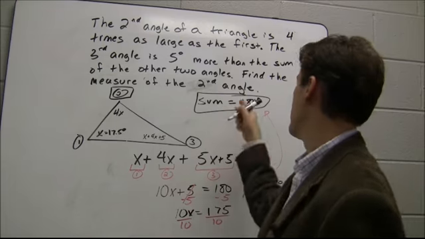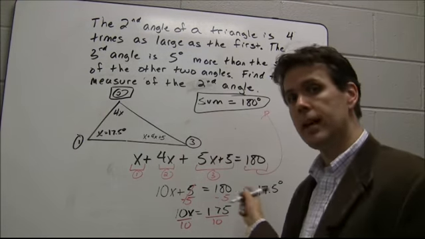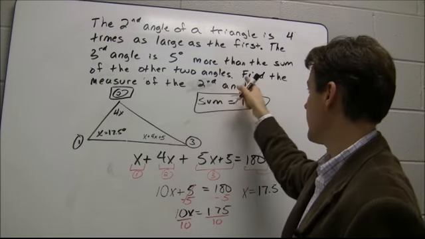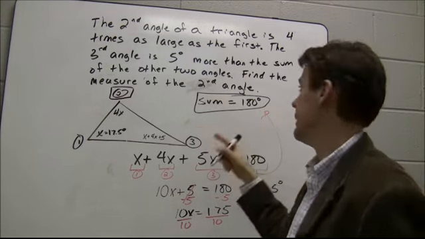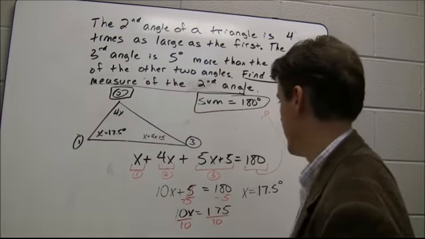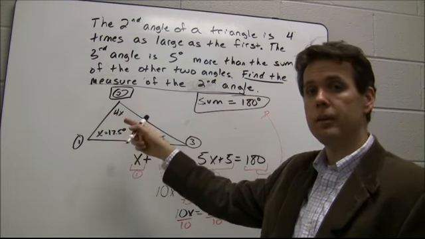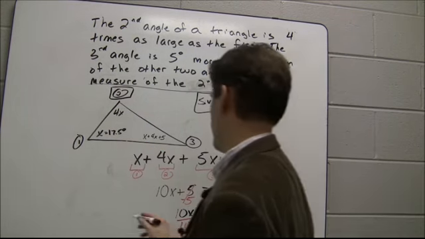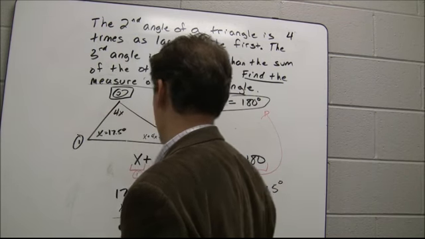But we want to know, find the measure of the second angle. So a lot of students will stop here, circle this answer, and move on, but always read it. It's oftentimes in the very last part of the problem or the very first part of the problem. In this case, right here, this is what we're looking for. Find the measure of the second angle. So x is 17.5. We need to find what? 4 times x. So we need to find what is 17.5 times 4.